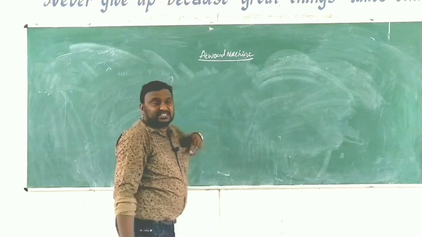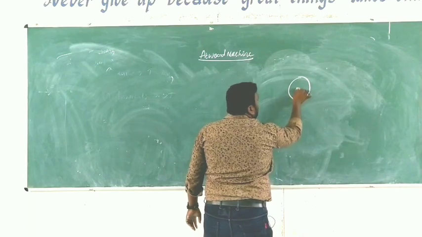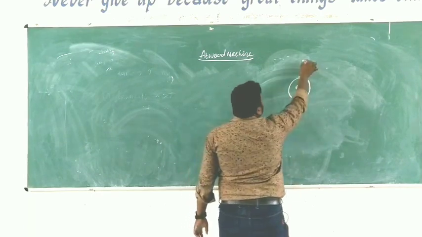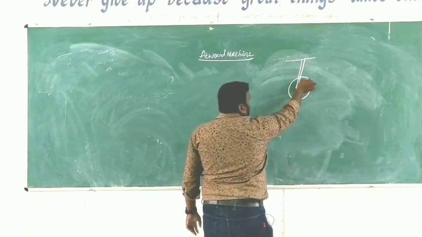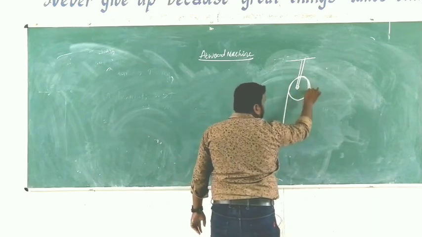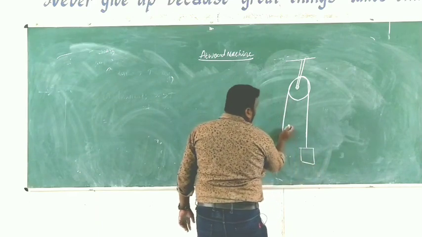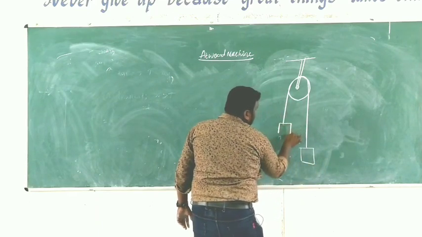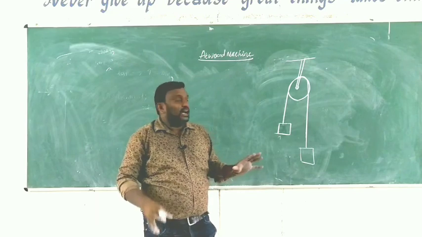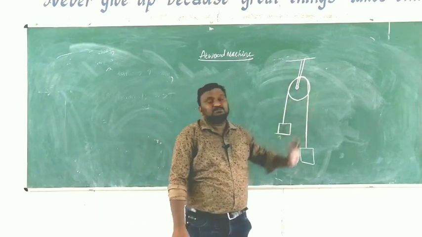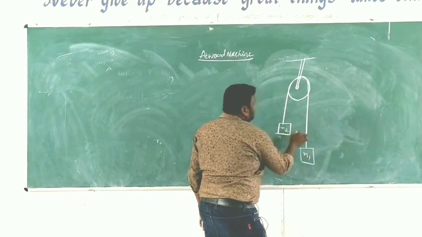Here, the Atwood machine should be like this. This is the one pulley, a frictionless pulley. From that frictionless pulley we have a system like this: two objects are connected to a rope, and the rope passes over the frictionless pulley. Clear? Now this is M1 and this is M2.